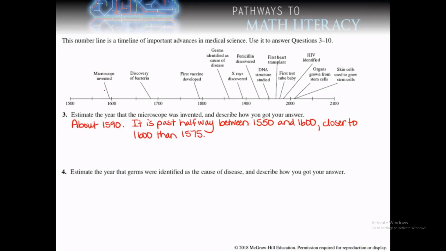In number 4, we're supposed to estimate the year germs were identified as the cause of disease. So that's right here. And looking at that, it's past the halfway point between 1800 and 1900. So that would be 1850 there. It's past 1850, but it's not quite halfway between 1850 and 1900, which would be 1875. So it looks like it's probably about 1860.